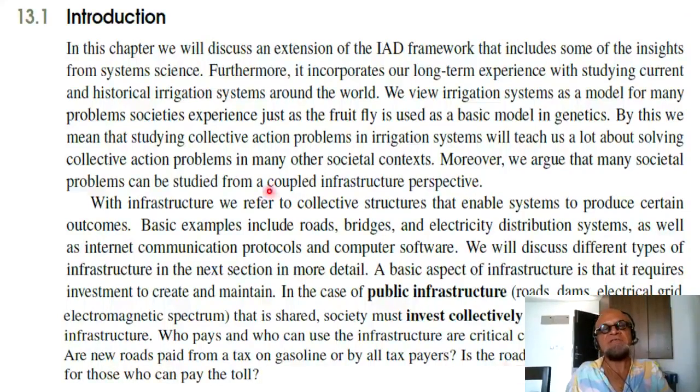In this chapter, we'll discuss an extension of the IAD framework that includes some of the insights from system science. Furthermore, it incorporates our long-term experience with studying current and historical irrigation systems around the world. We view irrigation systems as a model for many problems societies experience, just as the fruit fly is used as a basic model in genetics. So we view irrigation systems, which are very ubiquitous even in urban settings for maintaining gardens, lawns, and of course for agriculture and so on.